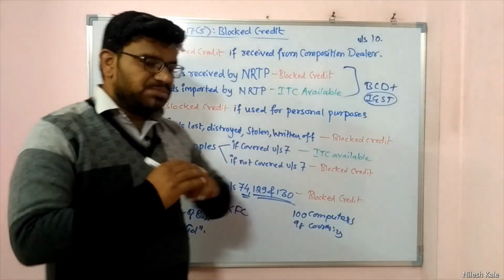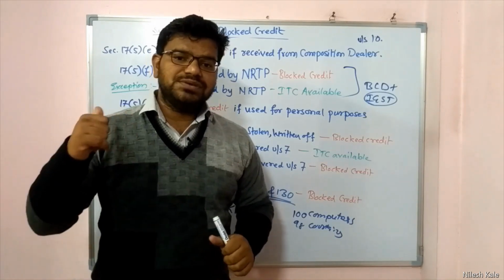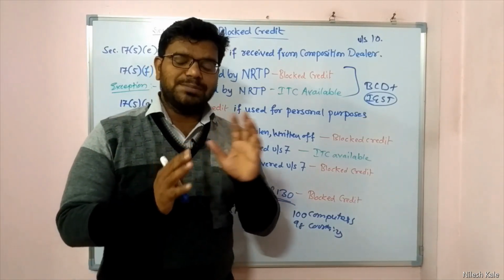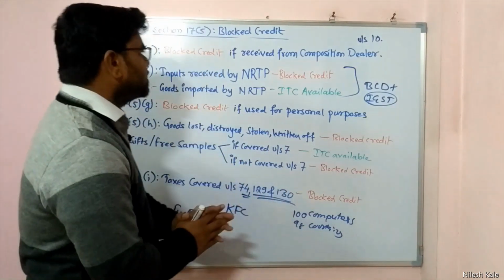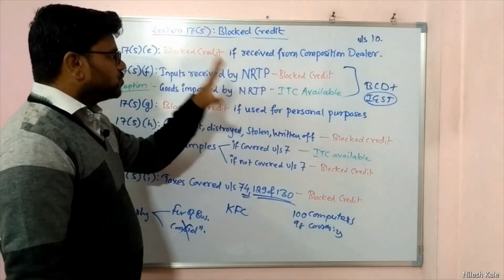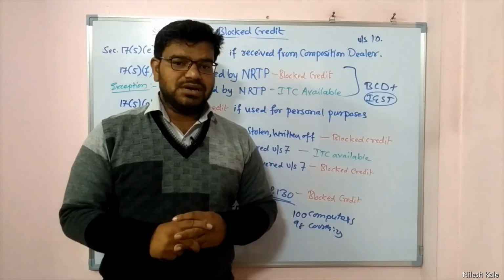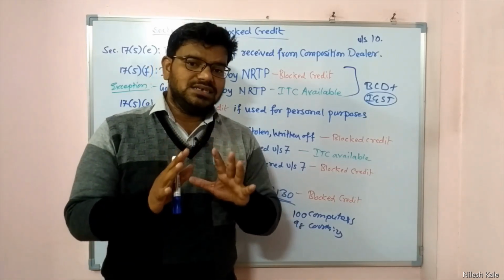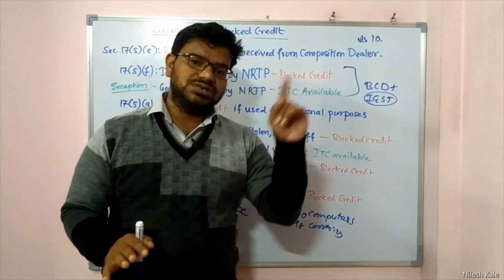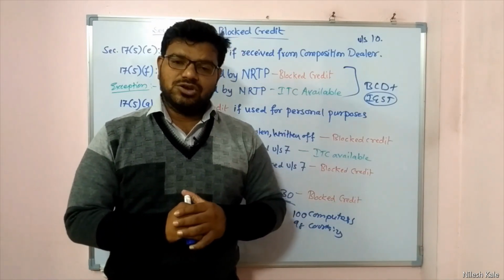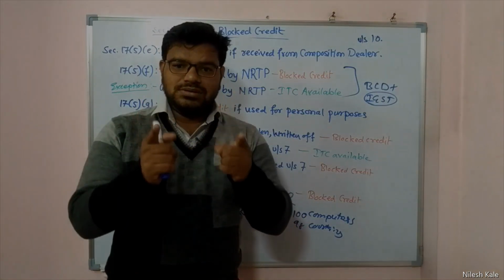Section 17 is completely finished now, right? In one of the videos I had spoken about apportionment of the credits. Now blocked credit is also over. Section 17 is also finished. In one more video I will cover section 18, and the ITC availment concept will be over. Section 49 is also covered, manner of utilization of ITC. See you in the next video.